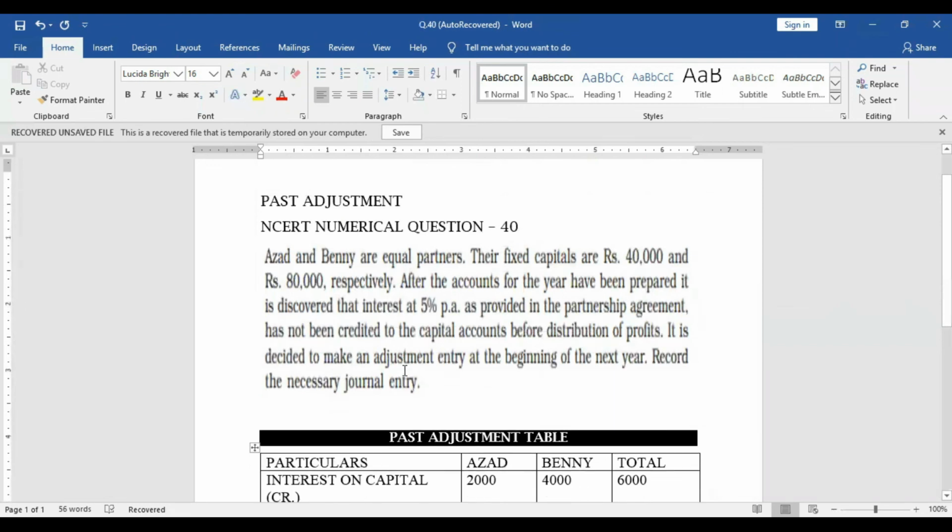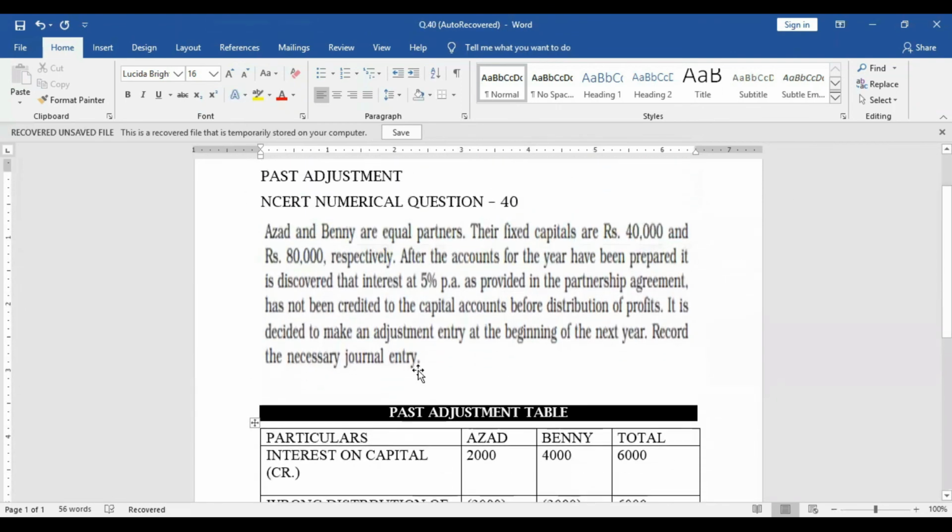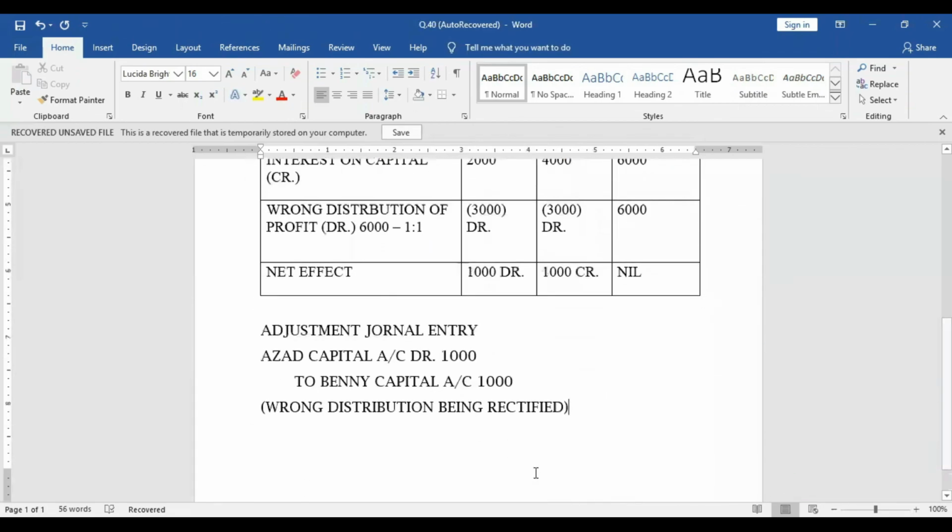I hope you understand. Relatively, compared to all the past adjustment questions in the NCERT, this is a very, very easy question. Thank you.